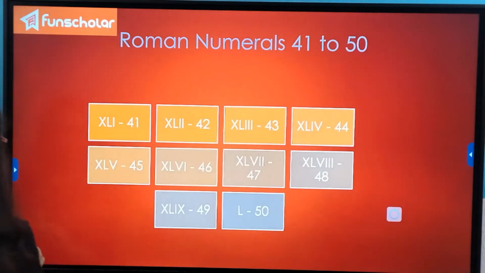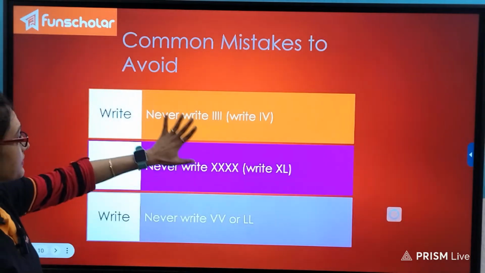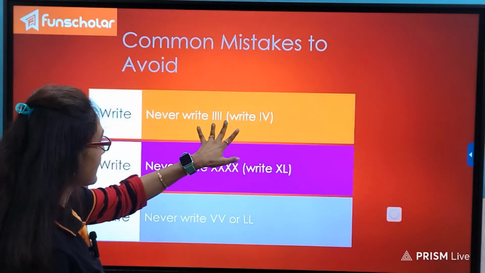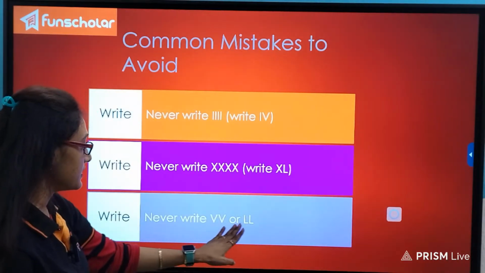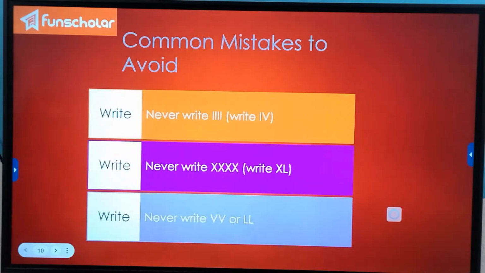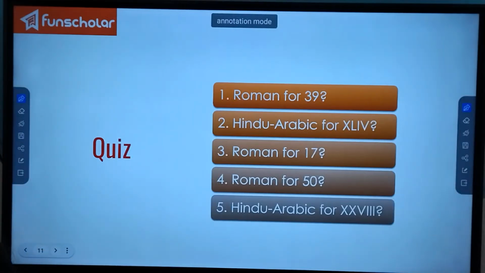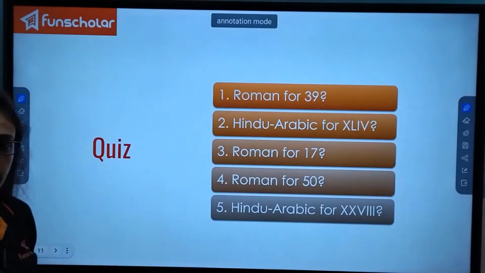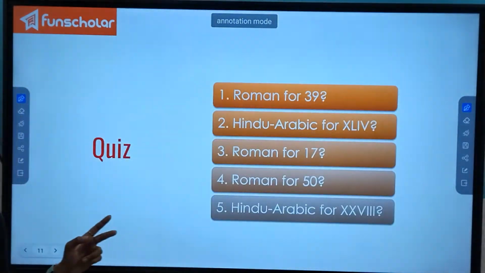Clear? Okay. So now, see, never write like this. We have learned never to write VV or LL. Now it is your quiz time. So just pause the video and try to solve it on your own. Then I am solving it for you, but please do try to solve it on your own first, then check the answer with me.